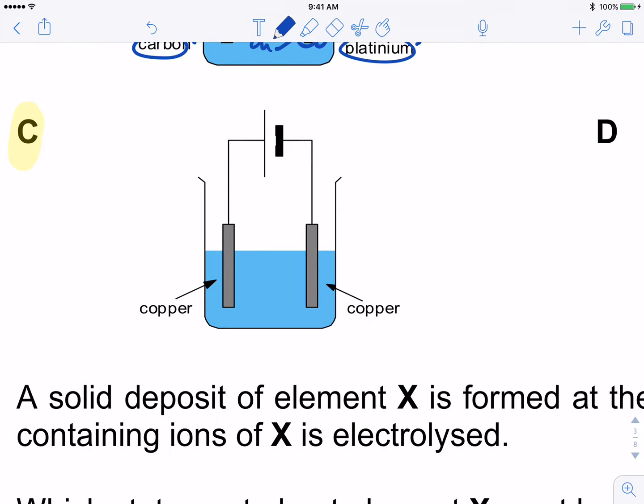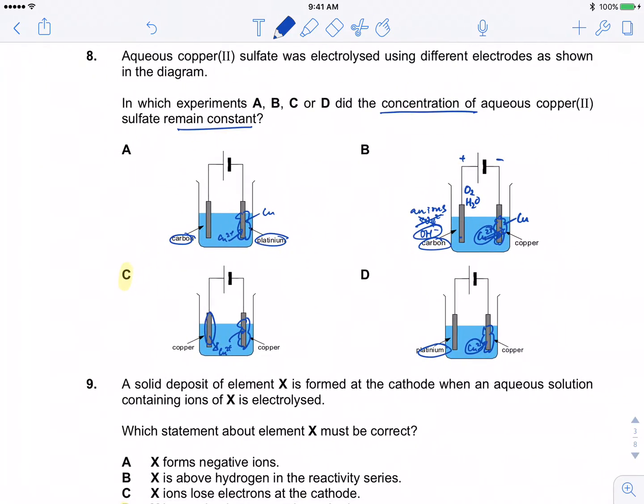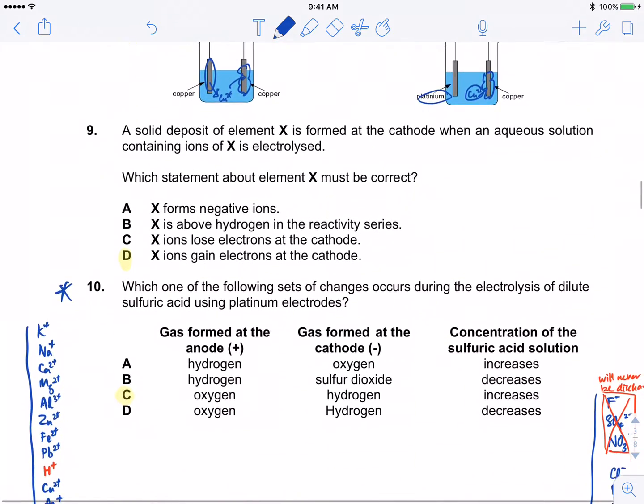So the correct answer should be C, because here we have copper as the reactive anode. So only the anode will experience oxidation and release Cu2+ ions into the solution, whereas Cu2+ ions are also being used up at the same time. So this ensures that the concentration of Cu2+ remains constant.